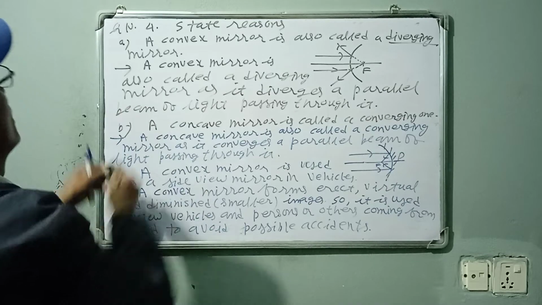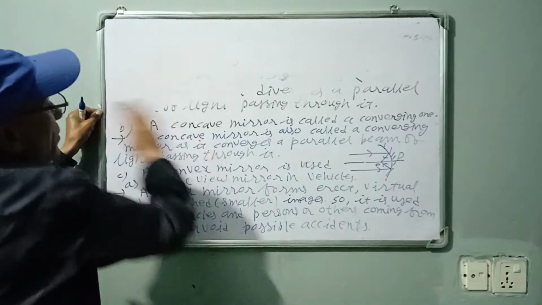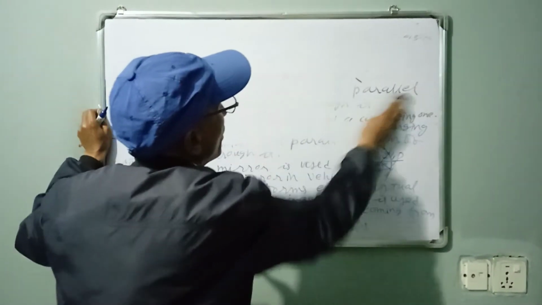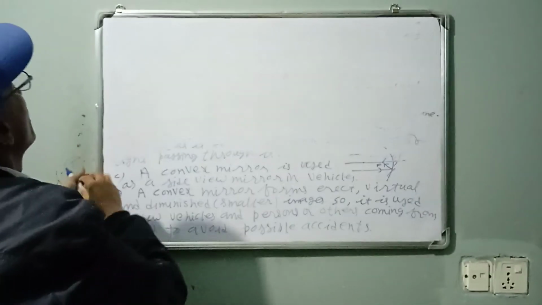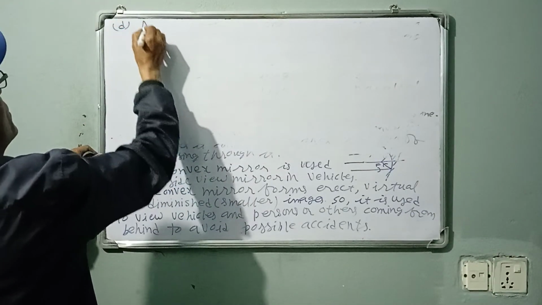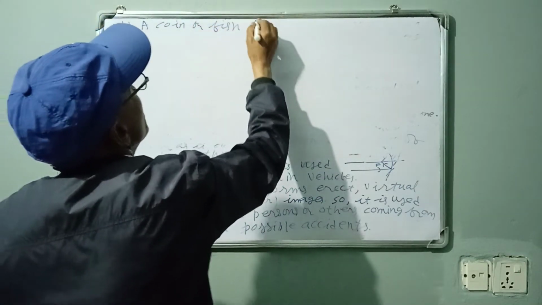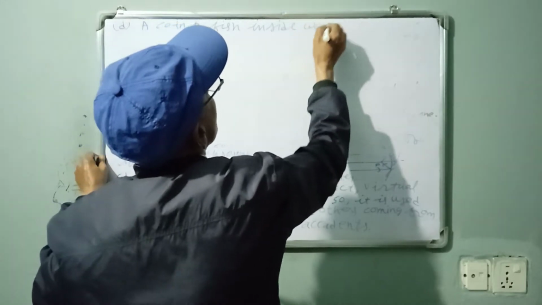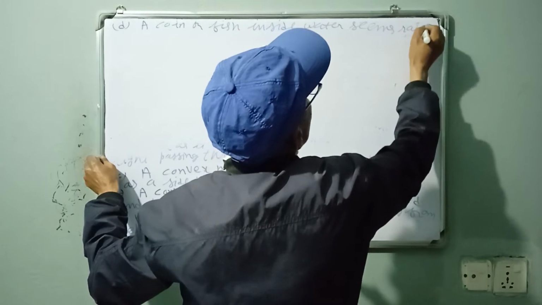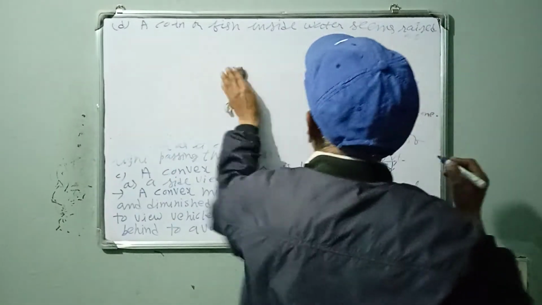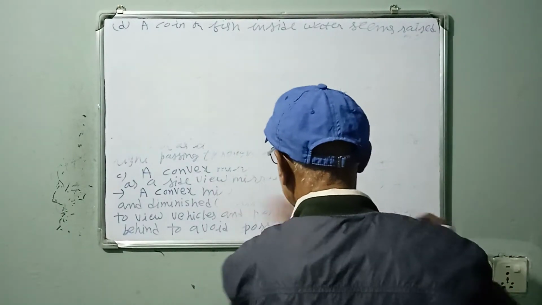That was question number 4C. Now 4D, related to refraction of light. I will make two of these. 4D: a coin or fish inside water seems raised or looks raised. It seems lifted up. Why?